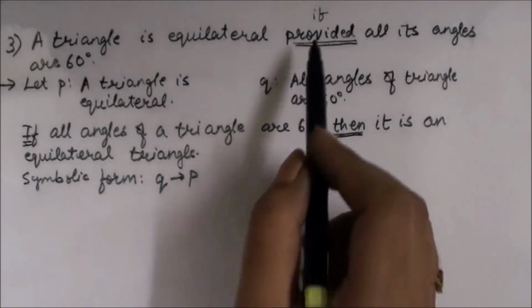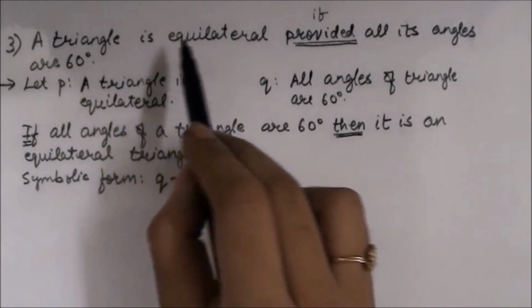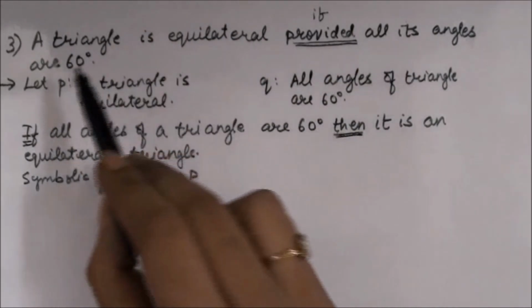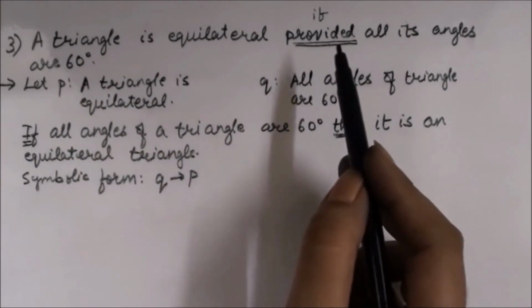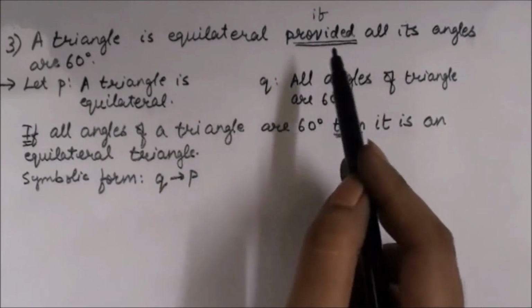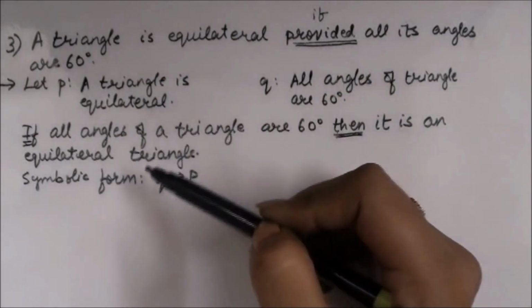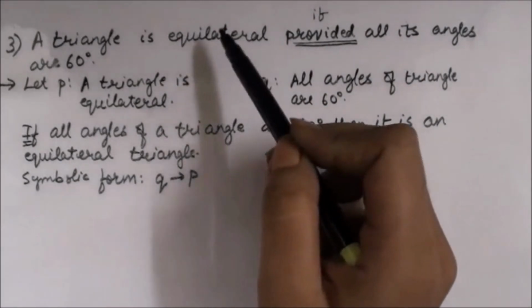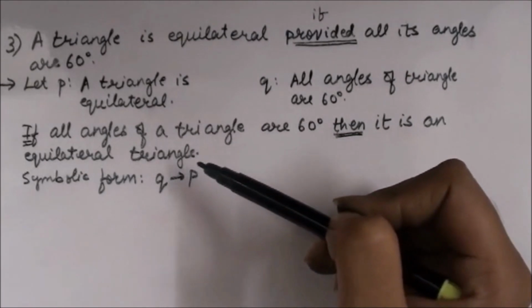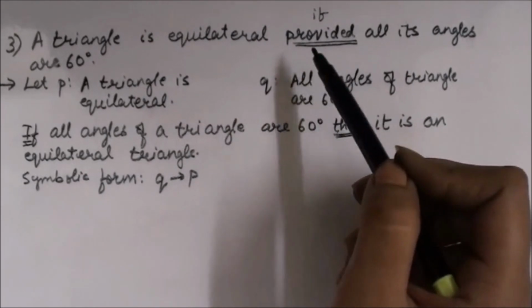So this is also this statement, the triangle is equilateral provided all its angles are 60 degree. This is also a form of implication only, but here the second statement which occurs in the question becomes the first statement in your answer and the first statement becomes the second statement. This is also a type of implication.